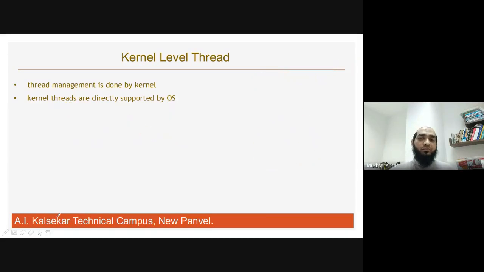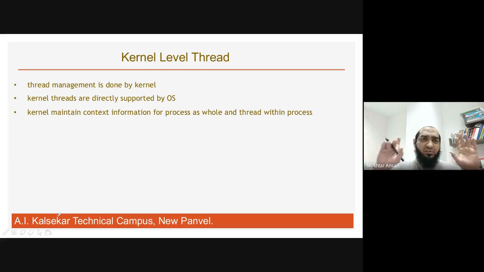Okay. So next point: kernel maintains context information for the process as a whole and for threads within the process. Very simple statement, just try to understand. Your kernel is going to maintain the context information. Context information means all the related information. For our understanding, we count it as the whole information, every complete piece of information about that particular process, like the process state, the program counter, and everything comes under the context.